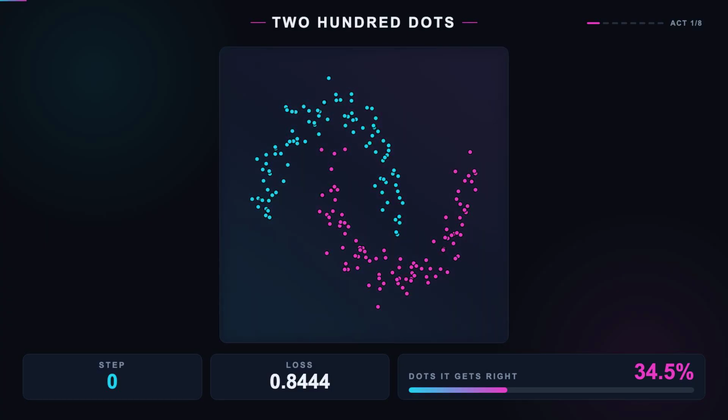These 200 dots are the entire problem. 100 of them belong to one group. 100 belong to the other. Your eye has already solved it. Two curved bands, tangled together.